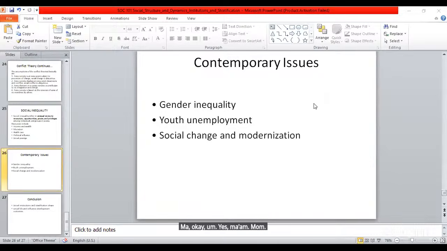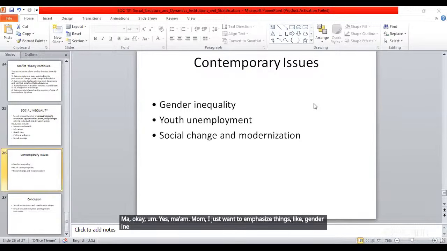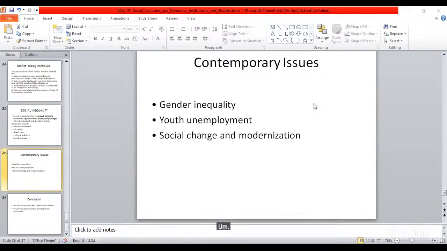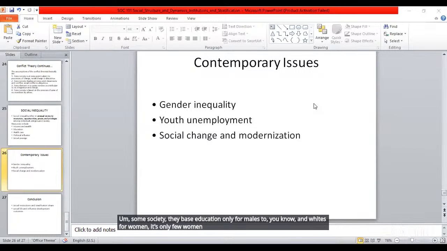Ma'am, I just want to emphasize that gender inequality remains a contemporary issue globally, even including Nigeria. It affects our access to education and jobs. Some women have been denied equal education. In some societies, education is reserved only for males, and only a few women actually have access to education. It's in this modern time that women have started rising up and speaking up for themselves. It has also brought out the saying that what a man can do, a woman can do better.